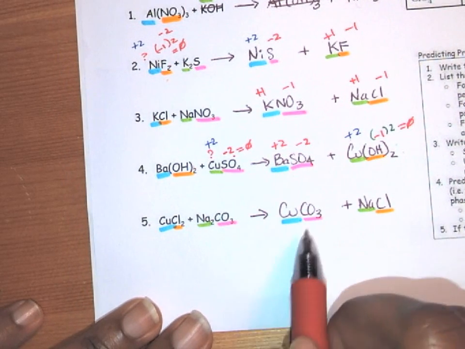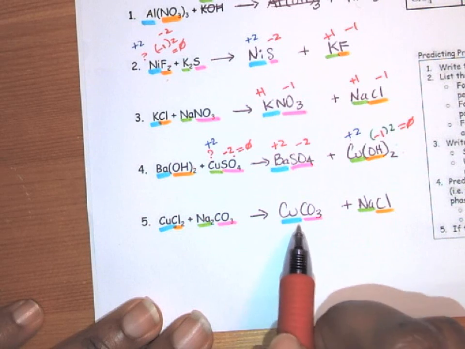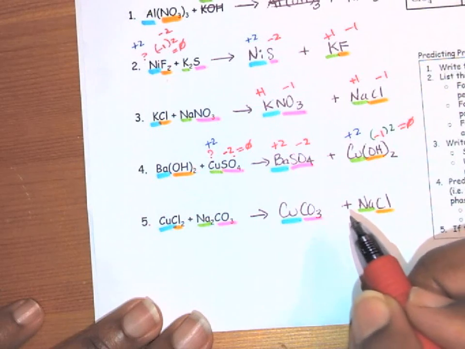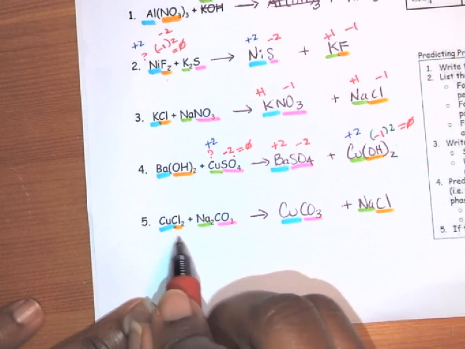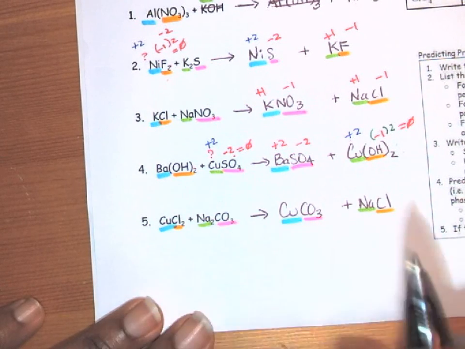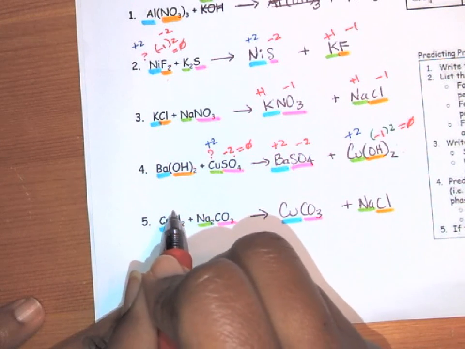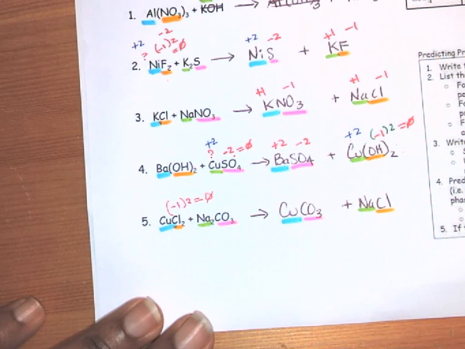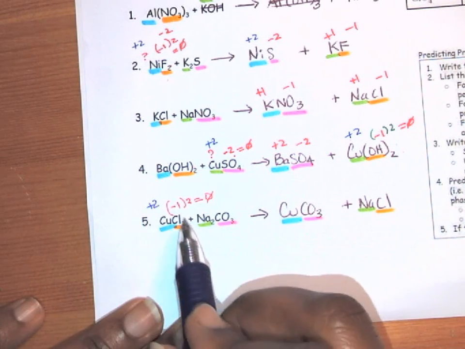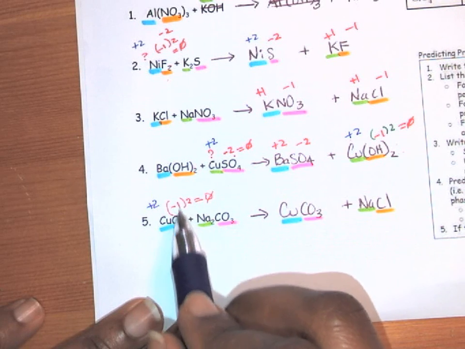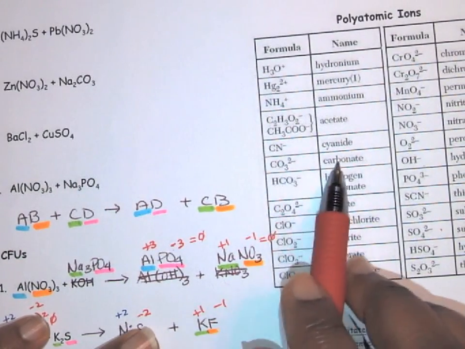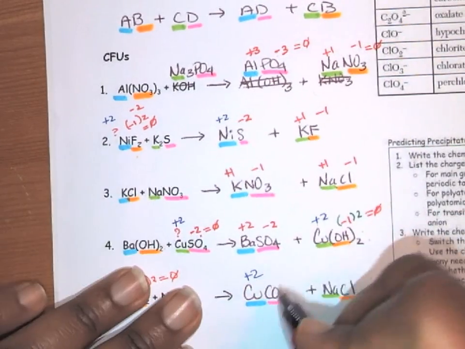Final example, we have copper carbonate as our product and sodium chloride as our product. And once again, we have to make sure this is the correct formula. For copper, we have to figure it out based on the reactant side. So copper, we figure out that its ionic charge must be +2, since each chlorine has a -1 charge. So the charge on copper must be +2. Carbonate, if you look in the polyatomic, here it is, carbonate has a -2, so this formula is correct.